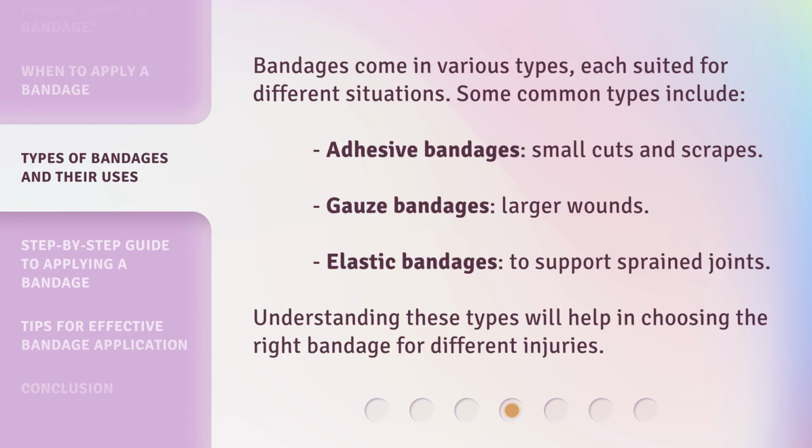Bandages come in various types, each suited for different situations. Some common types include adhesive bandages, for small cuts and scrapes; gauze bandages, for larger wounds; and elastic bandages, to support sprained joints. Understanding these types will help in choosing the right bandage for different injuries.